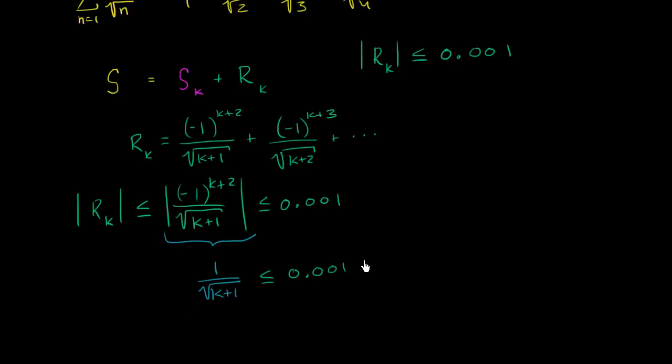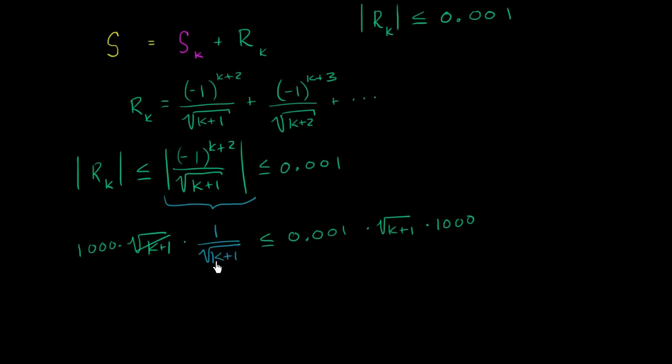And now we just have to solve this inequality, find out which k's satisfy it. So let's see, we can multiply both sides by the square root of k plus 1, so we can get this out of the denominator. And let's actually multiply both sides times 1,000, because this is 1,000th, and so we'll end up with a 1 on the right-hand side. So times 1,000. And what we're going to be left with is, these cancel out.